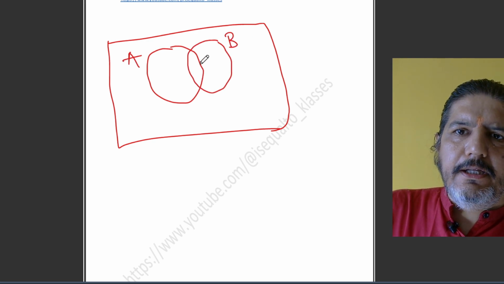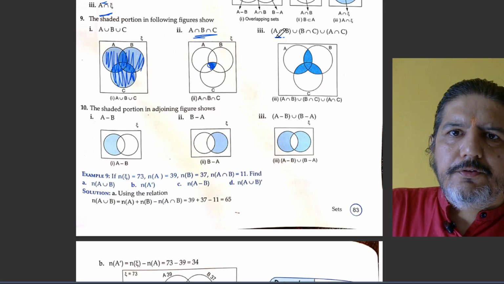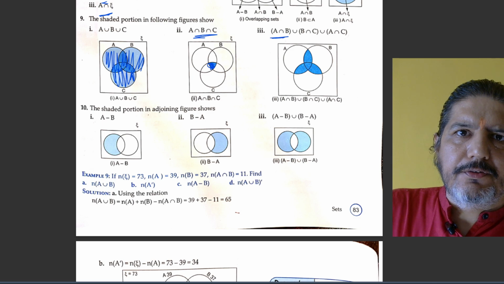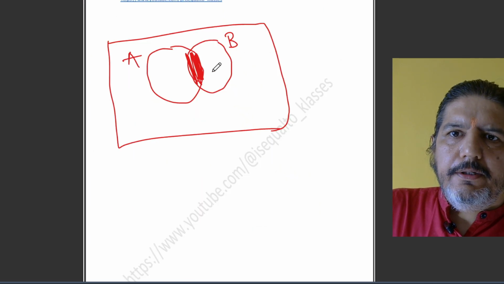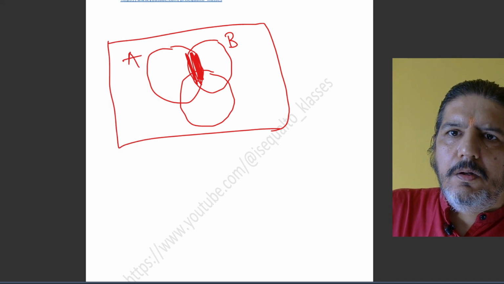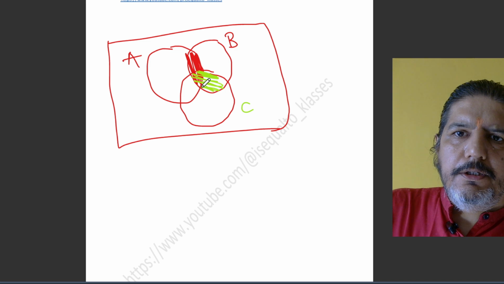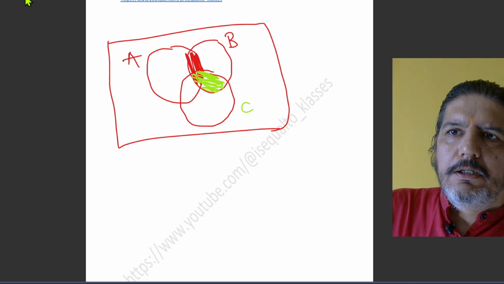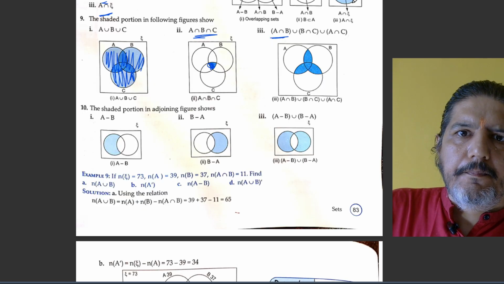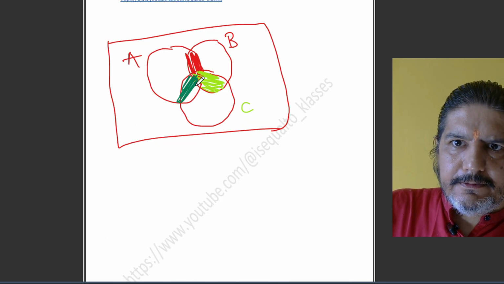So see, this would be A intersection B. Then I take B intersection C. So let me draw a C here. The common between B and C, this is B intersection C. And then A intersection C, A and C, the common elements. The common elements are these. So if you see, this would be the region.